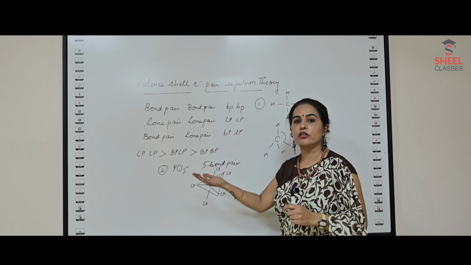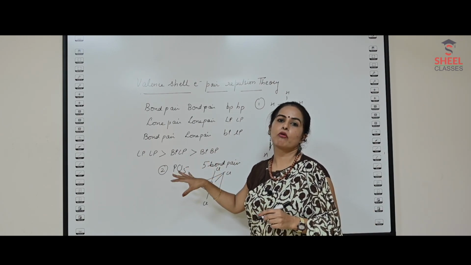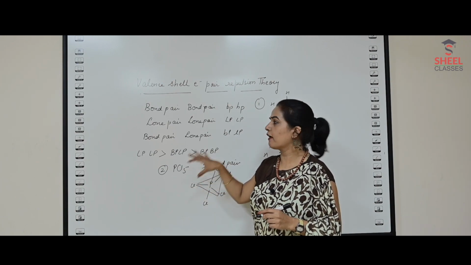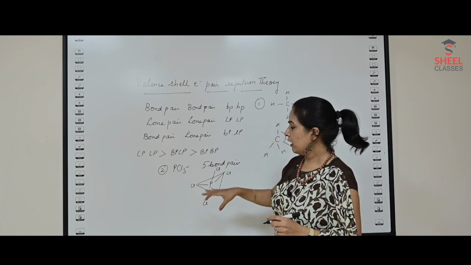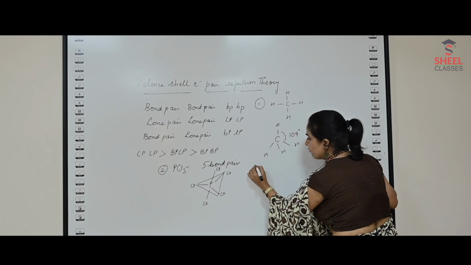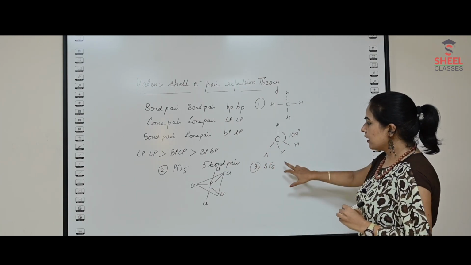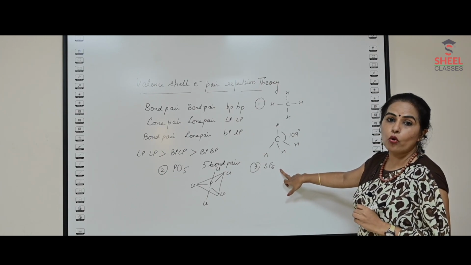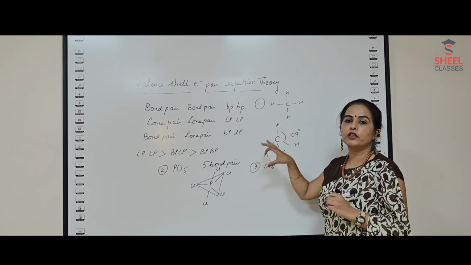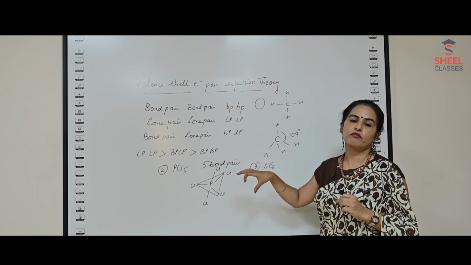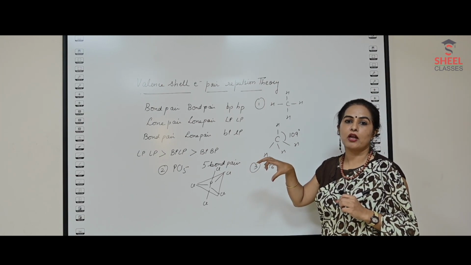And hybridization, I have already taught you how to calculate the hybridization of PCl5, so this is a bit interconnected. Then in the same way, we take another example, SF6. In this, there are 6 bond pairs, there are no lone pairs. So the bond pairs will try to arrange themselves in such a way where the forces of repulsion are minimum.